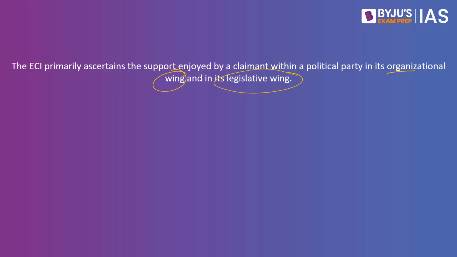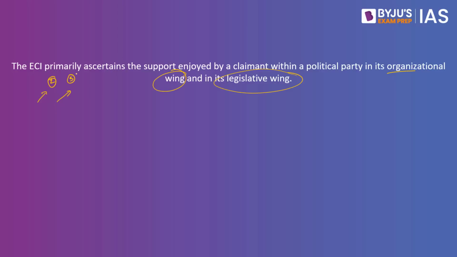How many office bearers are present in the rival groups? There might be two rival groups, there might be three rival groups, but initially there would be office bearers. How many office bearers are present in one of the groups, and how many are present in another rival group, is what will be considered by the Election Commission of India. So the first parameter they will look at is the organizational wing.